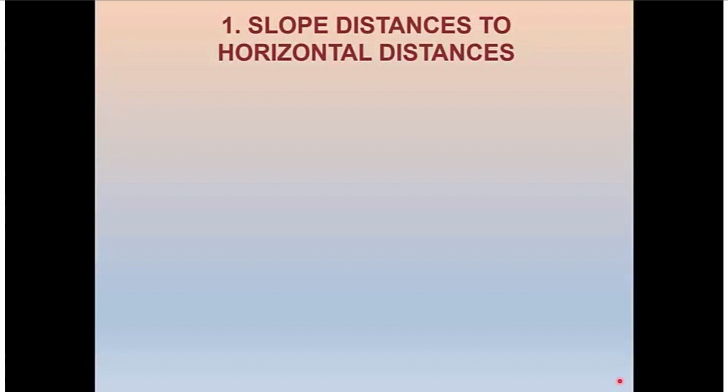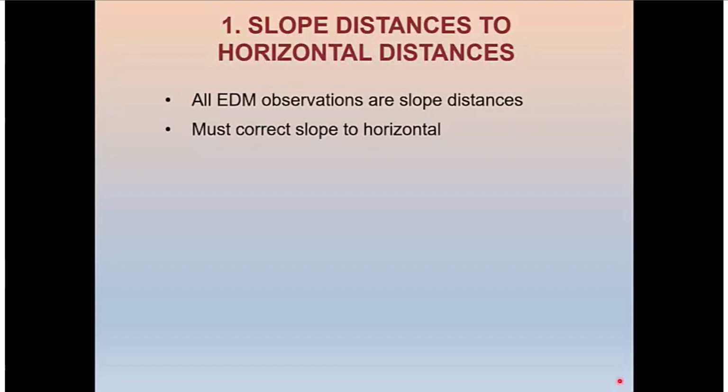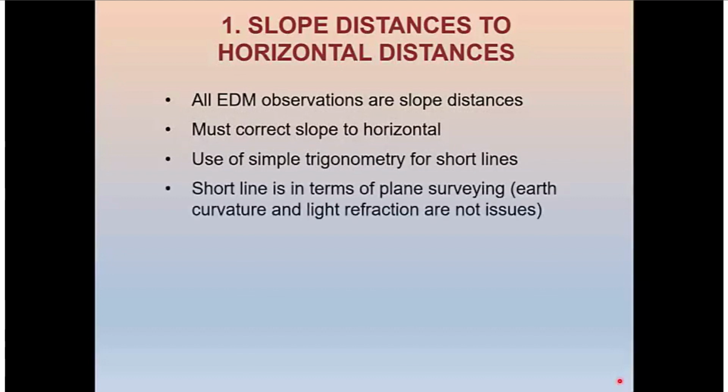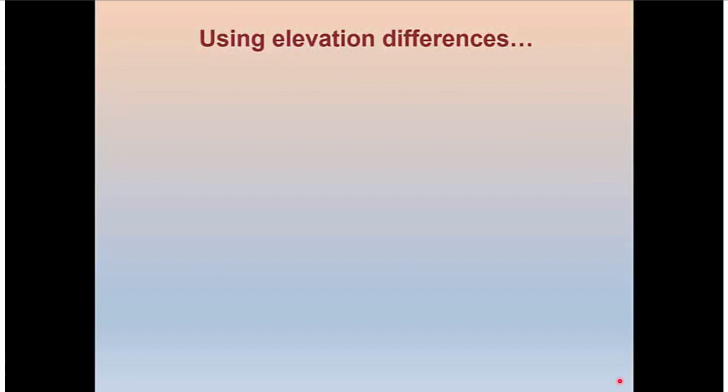The first systematic error that we'd like to discuss is slope distances converted to horizontal distances. All EDM observations are slope distances, so we must correct the slope to the horizontal, and we use simple trigonometry for short lines. What we mean by short line is a line that can be used in plane surveying. In other words, earth curvature and light refraction are not issues in the analysis of the horizontal line. We can go about determining the horizontal distance two ways. One is using elevation differences.